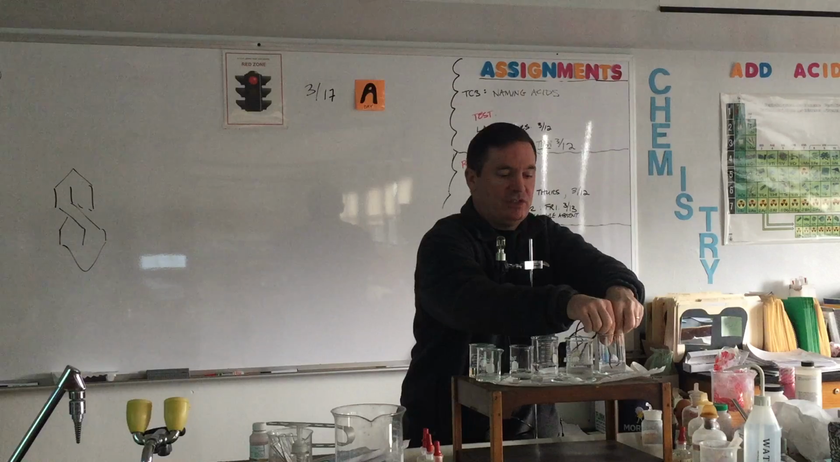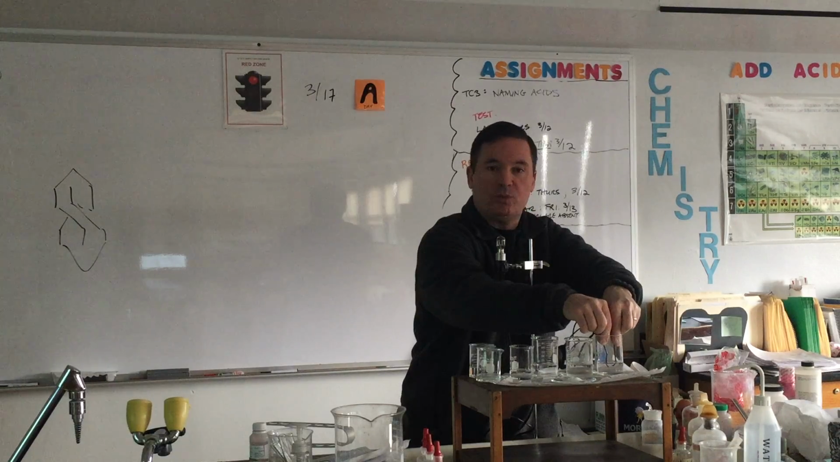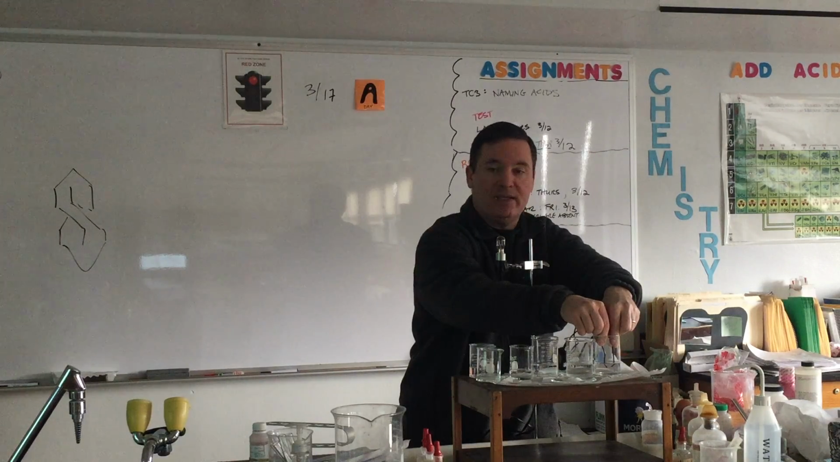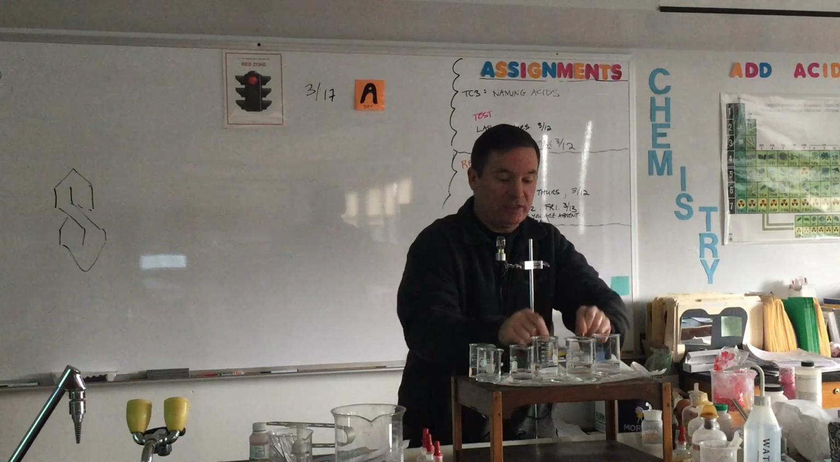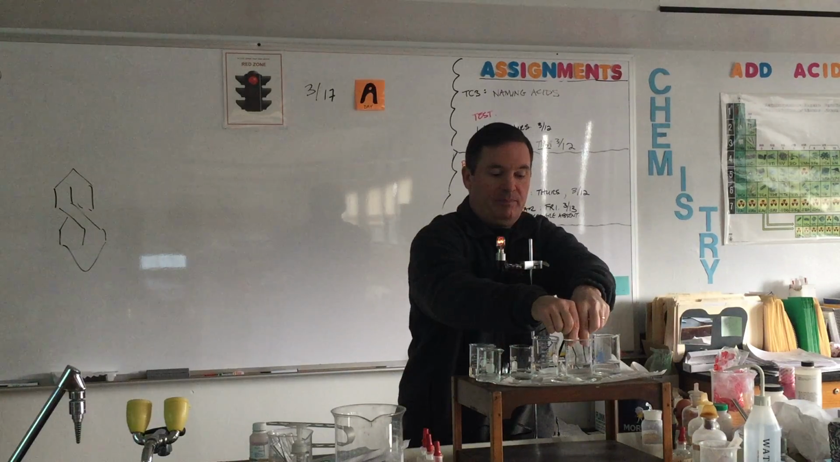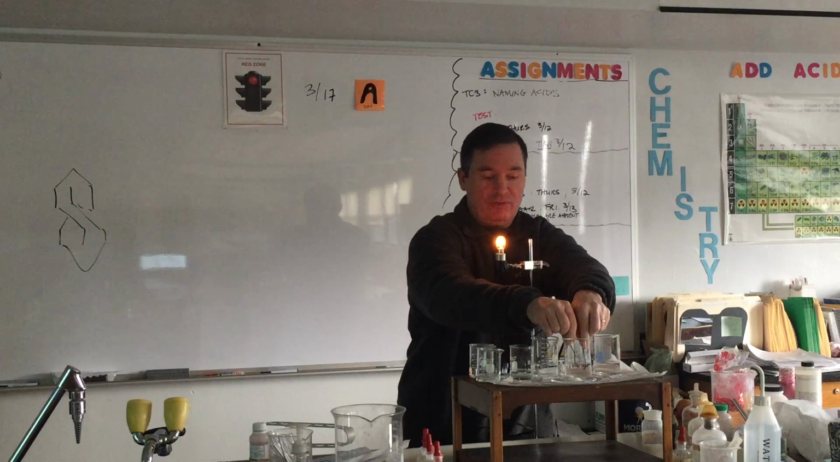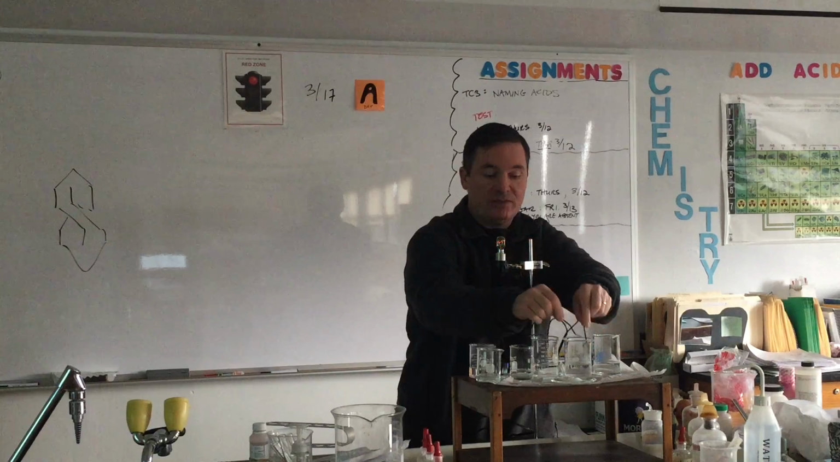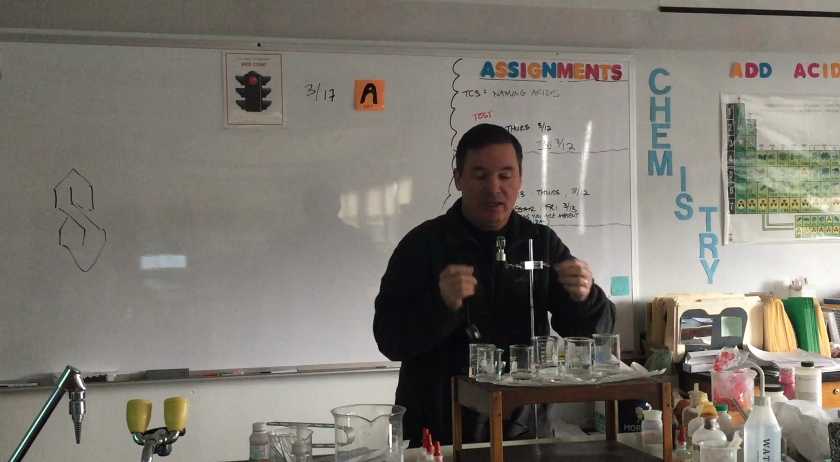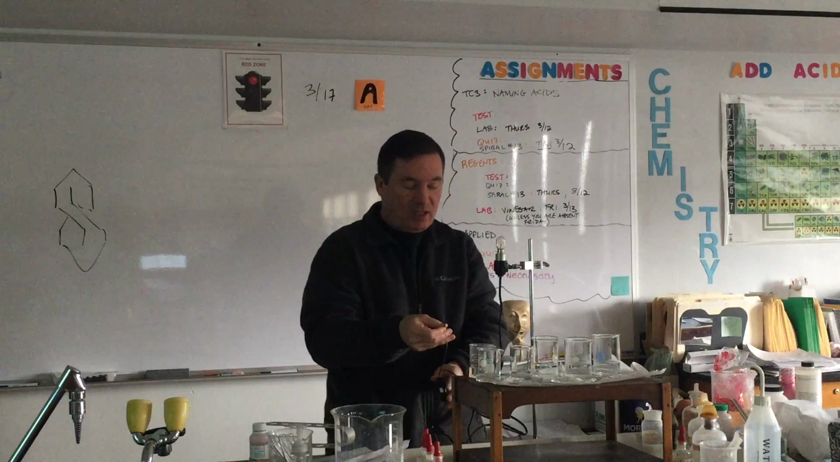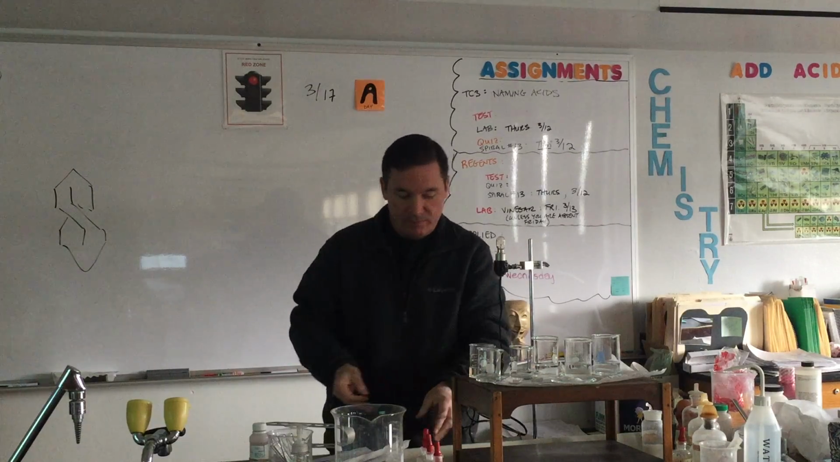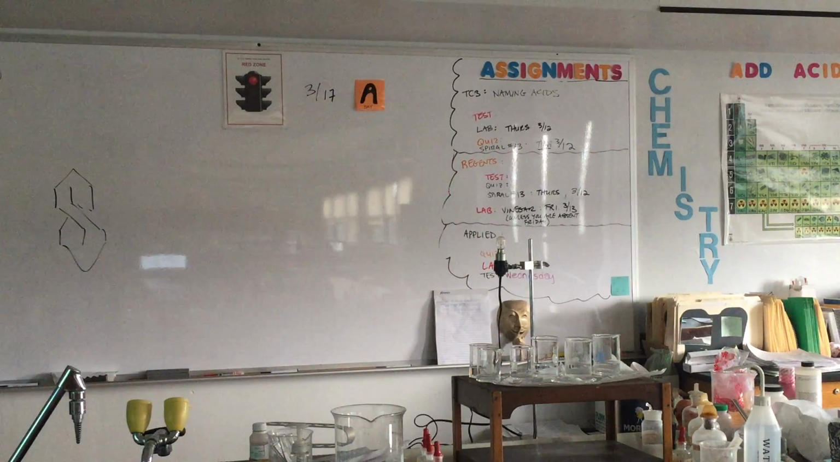Here's distilled water. Distilled water has no ions in it at all. That's why the light doesn't light. This is tap water, water that you just get right out of your faucet. Tap water does have some ions, and that's why you end up seeing the light. Electrons can flow in that case. Okay? Just wanted to show you that very quickly.